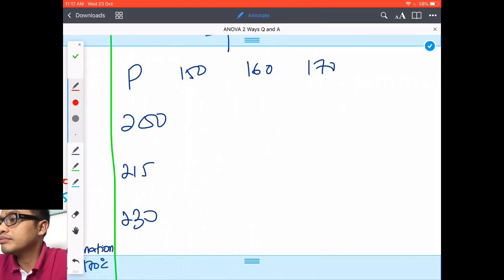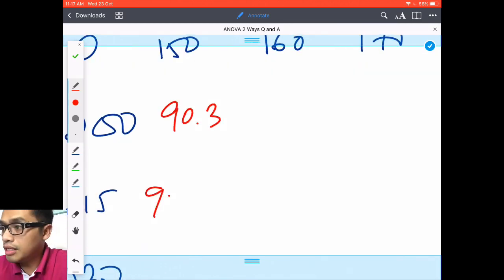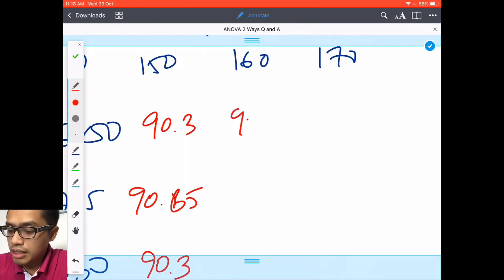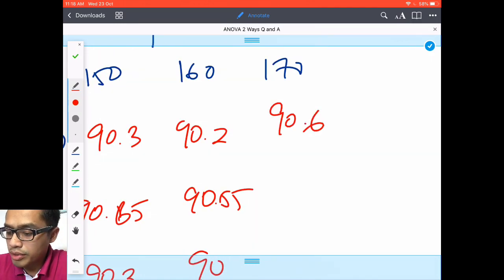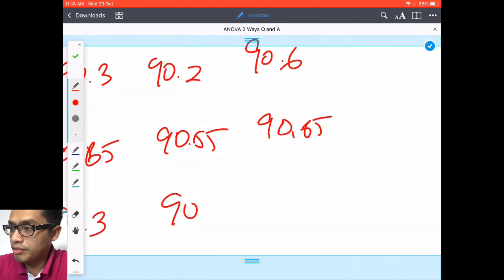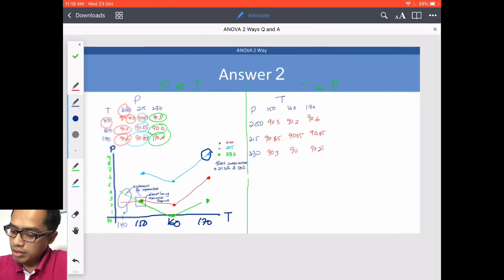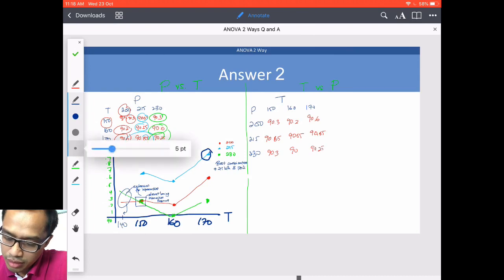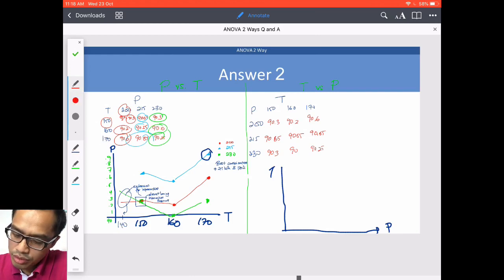You will have here 90.3, 90.65. Just rearranging of these numbers, right? 90.2, 90.55, 90, 90.6, 90.85, 90.25. Okay, then you can build your graph. So let's build it here. Make it thicker. P and T.